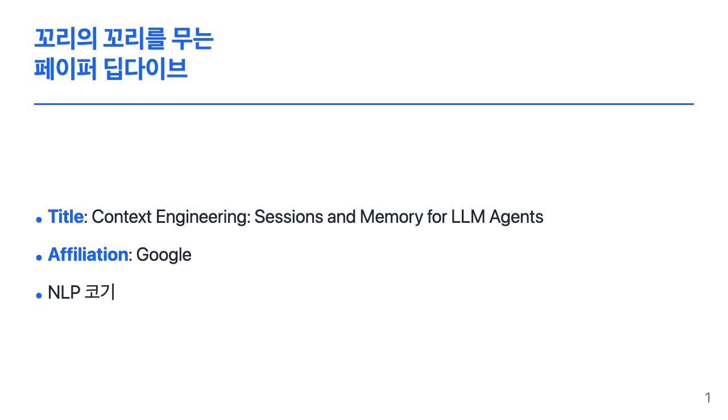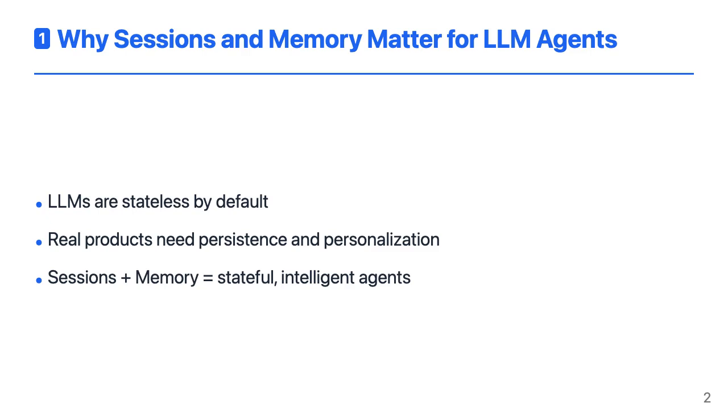Today's deep dive is about the paper from Google, Context Engineering: Sessions and Memory for LLM Agents. Large language models don't actually remember anything between calls. Each request is a blank slate, limited to whatever you pack into the context window. But real applications need continuity, remembering who the user is, what they did last time, and what's going on right now. This white paper argues that two concepts, sessions and memory, are the foundation for turning raw LLMs into stateful, intelligent agents that feel persistent and personal.